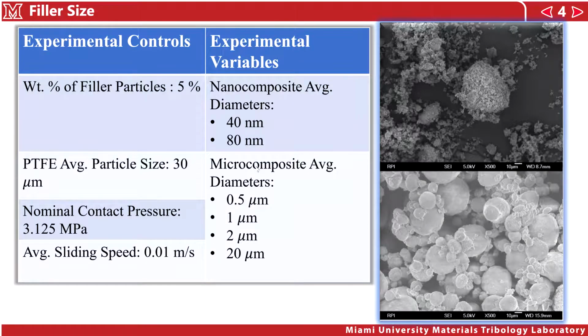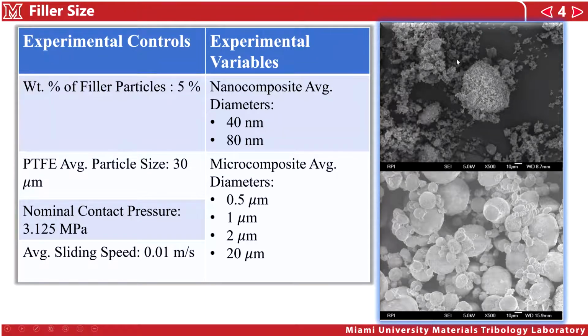Beginning with the first topic, filler size. Here in this study, the research group compared two different ranges of filler sizes. They tested the microscale fillers and the nanoscale fillers. The microscale fillers are 1,000 times bigger in size as compared to nanoscale fillers. And when I say fillers, I mean particles that are mixed with the PTFE to form a composite. The nanocomposites and the microcomposites are made from alumina, which is Al2O3, chemically speaking.